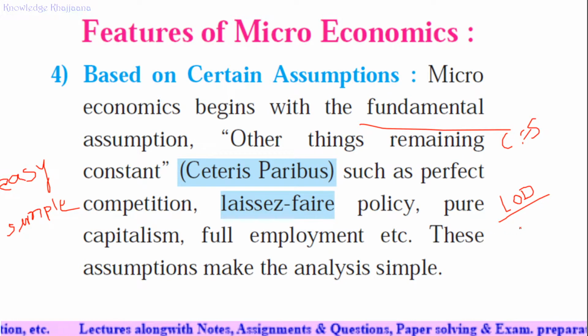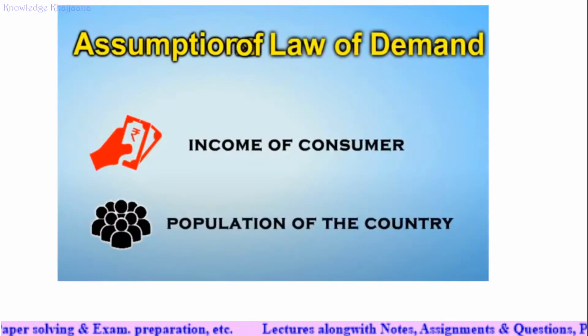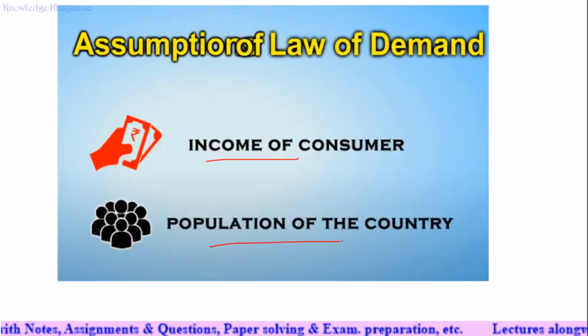But it is assumed so that it is easy to learn that specific topic, or it becomes simple to learn the details of that specific topic. Such assumptions are made for making the study of that particular unit easy and simple. So which are the assumptions of the law of demand? Income of a consumer remains constant, population of the country remains constant.